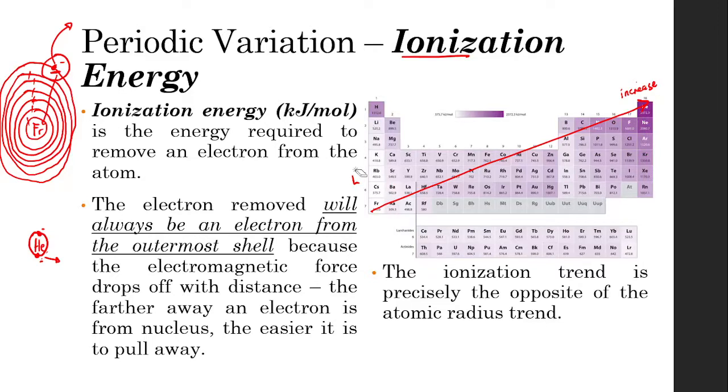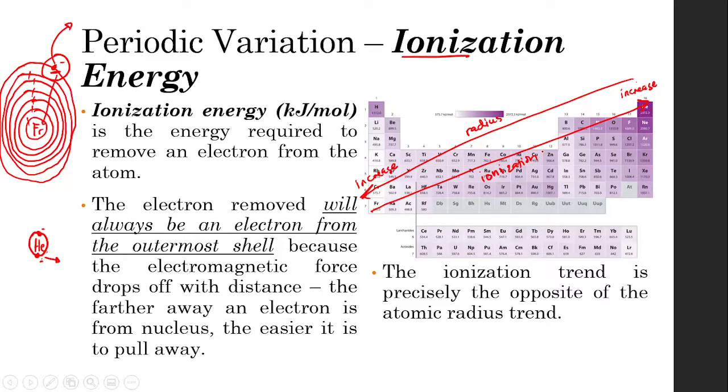So for ionization, the trend is towards this way. But for atomic radii, this is for the radius, the trend is going this way. So the radius increases as you go down and from right to left, but the ionization energy is going from left to right and from down to up.